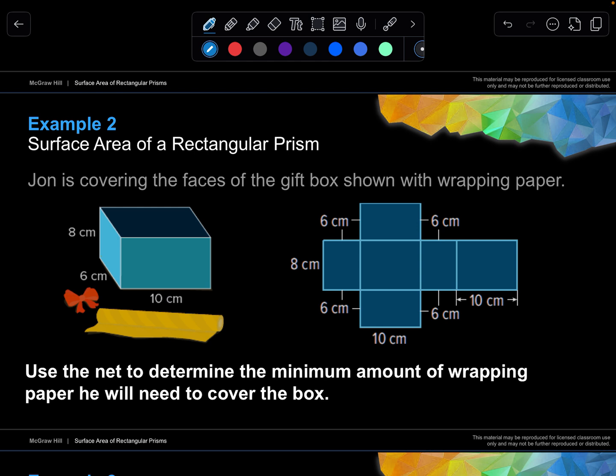All right, what's a real life example of where you might use surface area? Well, you might use it when you have to cover the face of a gift box with wrapping paper, or maybe you have to paint something. Those are some examples of area.